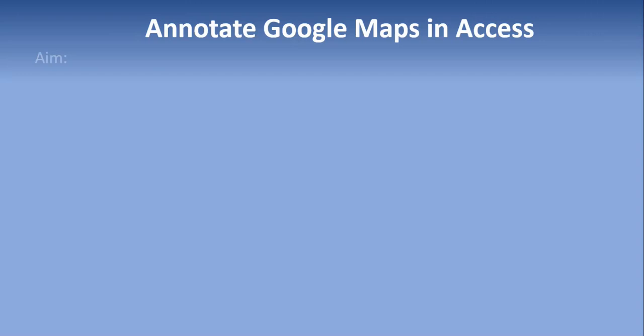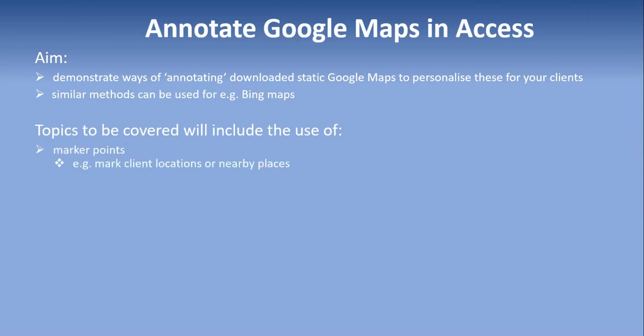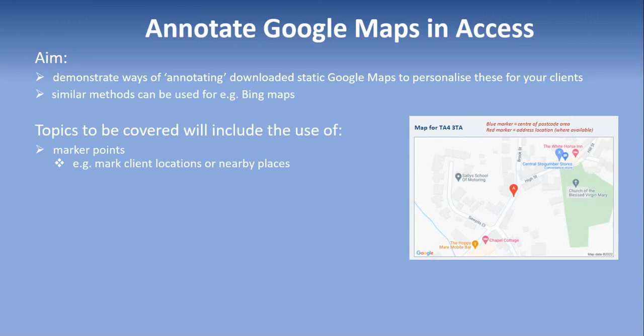So the aim of today's session then is to demonstrate how you go beyond a basic map and personalize them for your clients. You can use similar methods with other maps, Bing and so on, but I won't cover those today. Topics that I am going to cover though include the use of marker points, and you can see here I've put a red marker with the letter A at the center of the map.